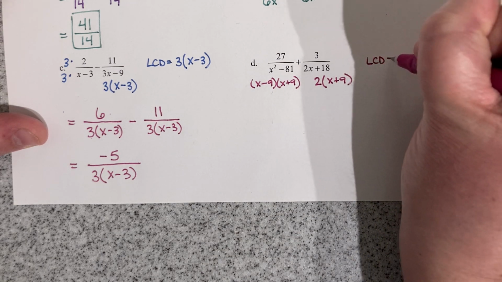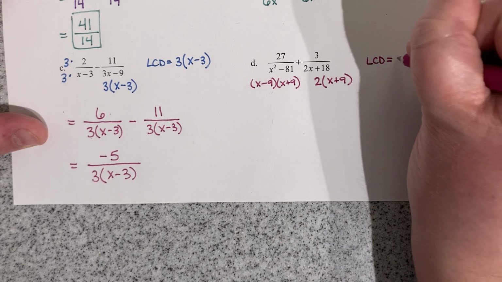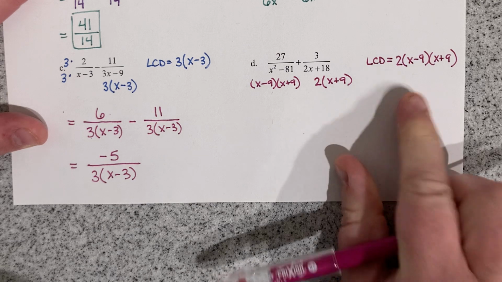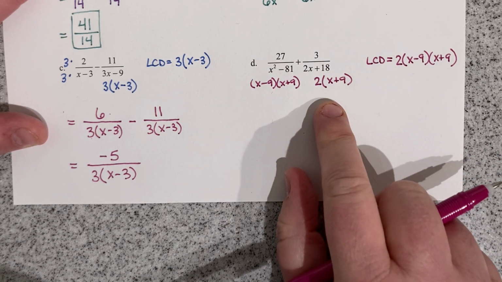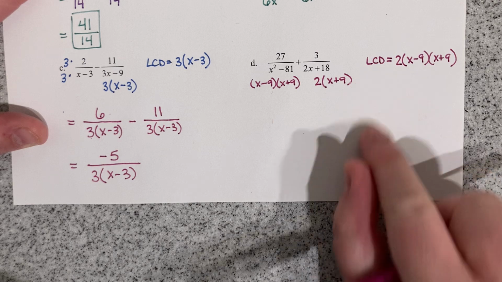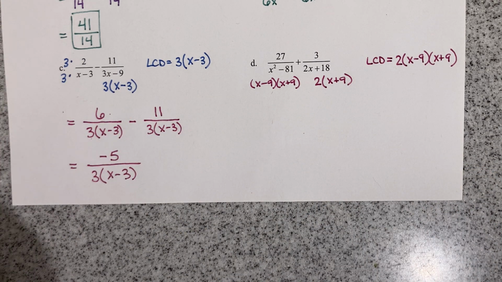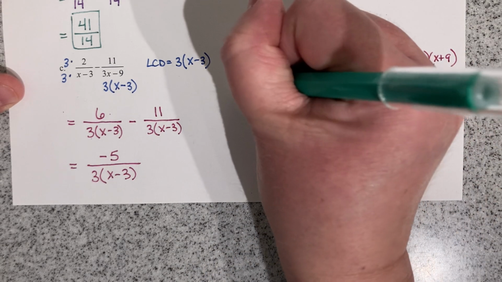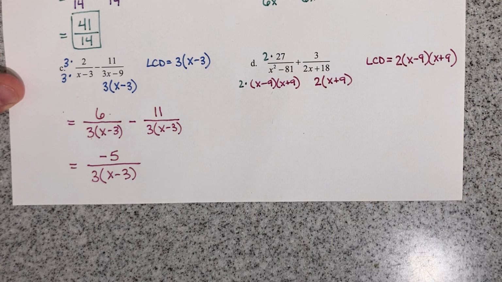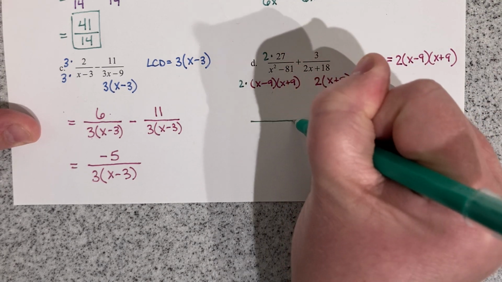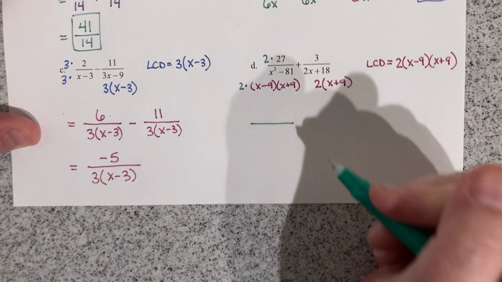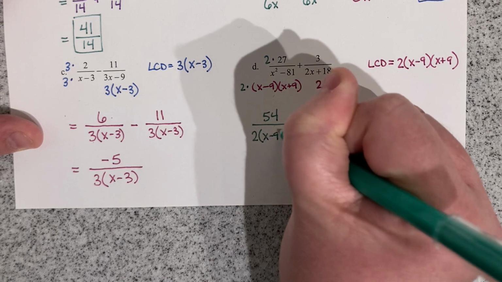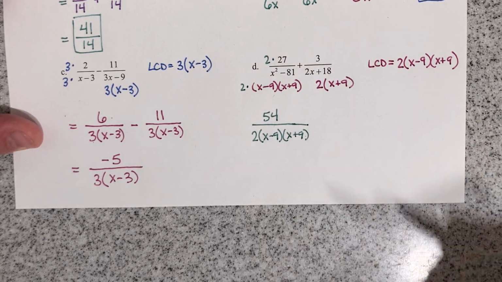So in this case, the least common denominator is going to have a 2, and then it needs an x minus 9 and an x plus 9. So it needs all the pieces that are represented, but only one time. All right, well, what that means is the first fraction is missing this 2. So I need to multiply 2 by the top and the bottom. 27 times 2 is 54, and then the bottom is 2 times x minus 9 times x plus 9. I'm leaving that denominator factored.